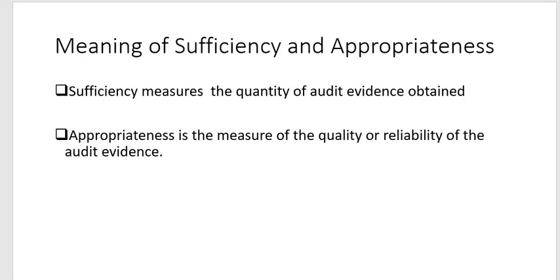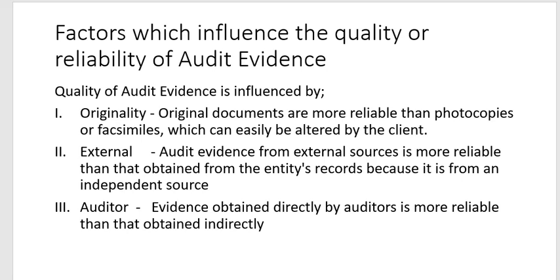Because at this level, they don't need your memorizing knowledge, but they are going to use this knowledge to apply. So we define sufficiency. We say sufficiency measures the quantity of audit evidence obtained, whereas appropriateness measures the quality or reliability of audit evidence. So we need to balance the two. Which factors affect the quality or reliability of audit evidence? The first one could be originality.